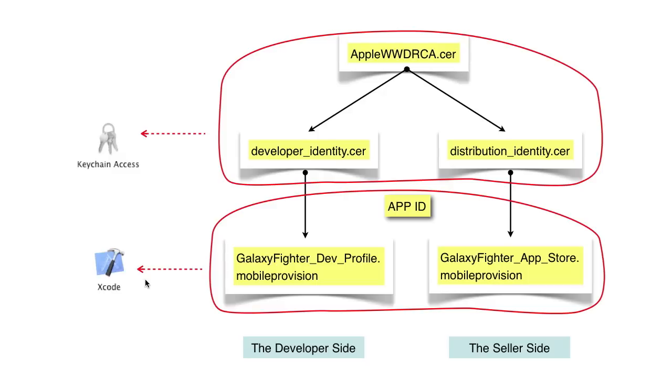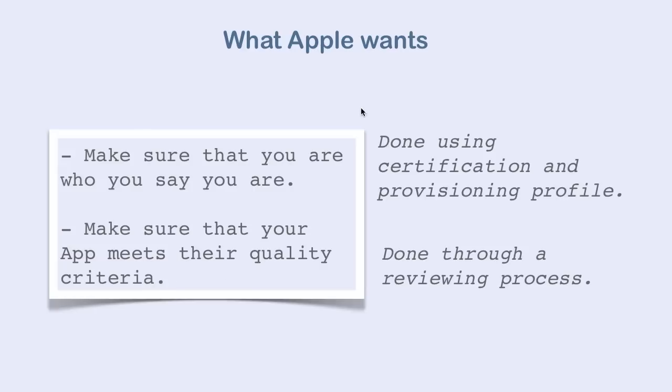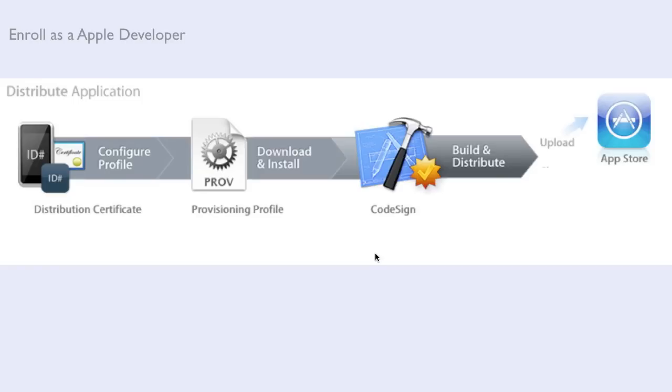What does Apple want? Why do they bother with certificates and provisioning profiles? They want to make sure that you are who you say you are, and that is done using the certificates and the provisioning profiles. They also want to make sure that your app meets their quality criteria. They will do it through a reviewing process, as you will see later. Here is a diagram from Apple's website.